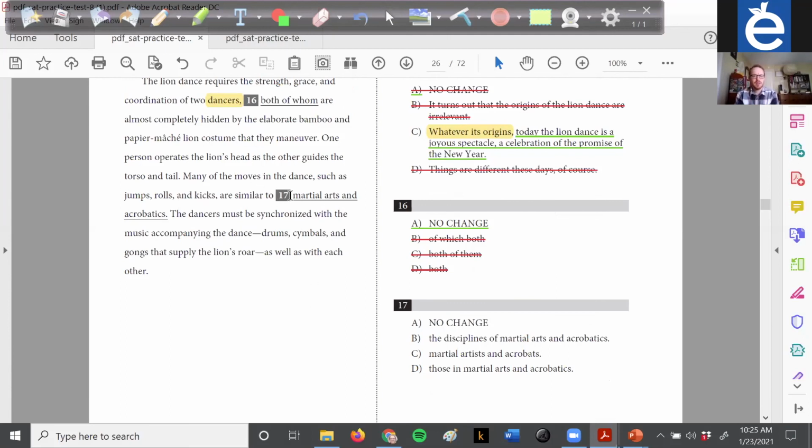So we see here we're being tested on question 17. And it looks here like we're being tested on concision, right? How short can we make this? So many of the moves in the dance, such as jumps, rolls, and kicks, are similar to martial arts and acrobatics. So the disciplines of martial arts and acrobatics, yeah, we know those are disciplines, are similar to those in martial arts and acrobatics. We could make an argument for that.